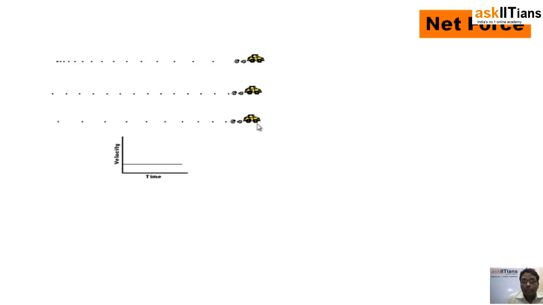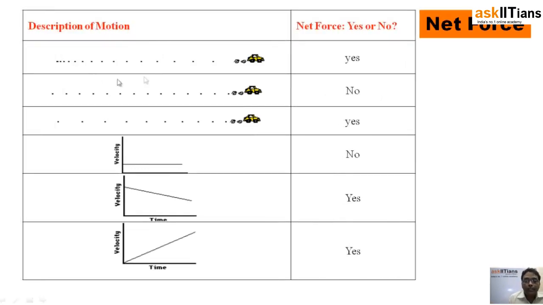Similarly, if we plot this in terms of velocity-time graphs, we have these three. In the first case, the velocity is increasing with time because the distance covered increases with time, so obviously there is a force acting. In this case, the velocity remains the same at all instants of time, so there is no force acting. In the third case as well, the velocity decreases because the distance covered decreases, so there is a force acting. So in the case where velocity remains constant with time, there is no force acting because the acceleration value is 0.